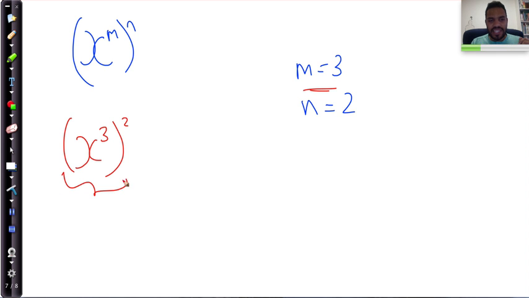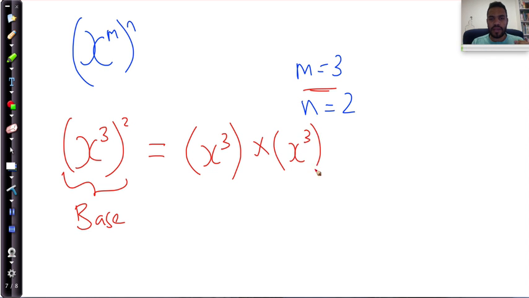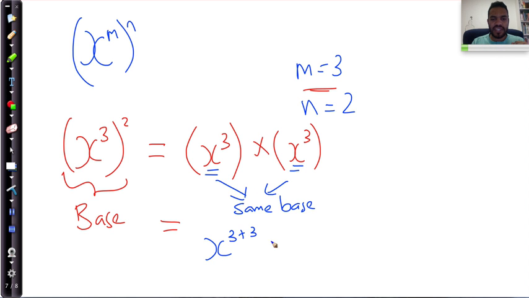So I'm going to treat this entire thing as the base, right? And in exponentiation, we will say, well, it's the base, which is x to the power of 3, multiplied by itself 2 times, which is going to be x to the power of 3 again. And if we simplify that, well, again, the bases over here now are the same base. And so I can keep the base and then just add the exponents. That's going to be 3 plus 3, which gives me 6, x to the power of 6.